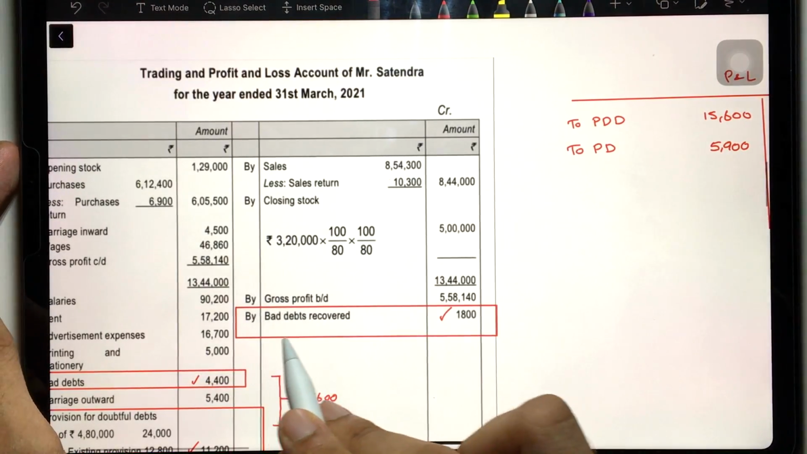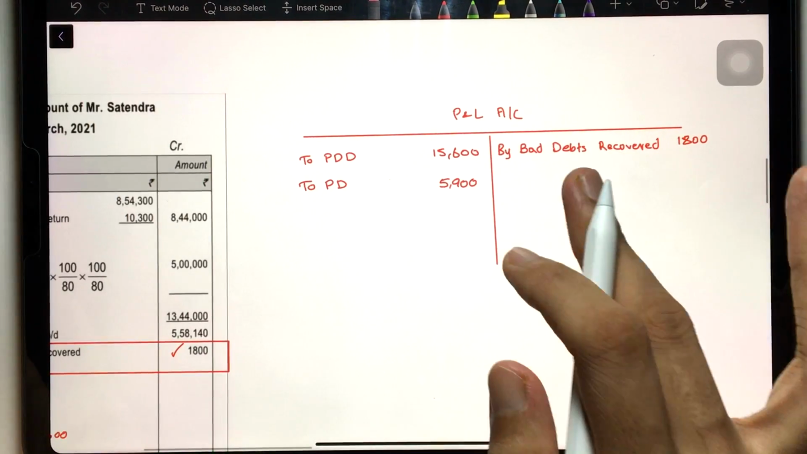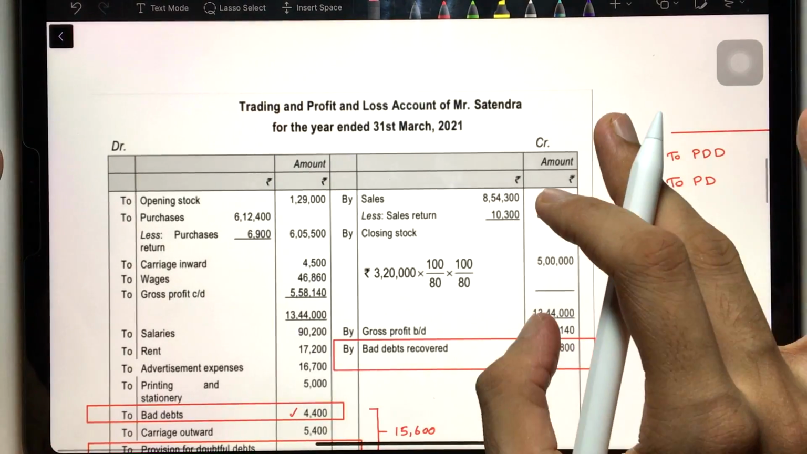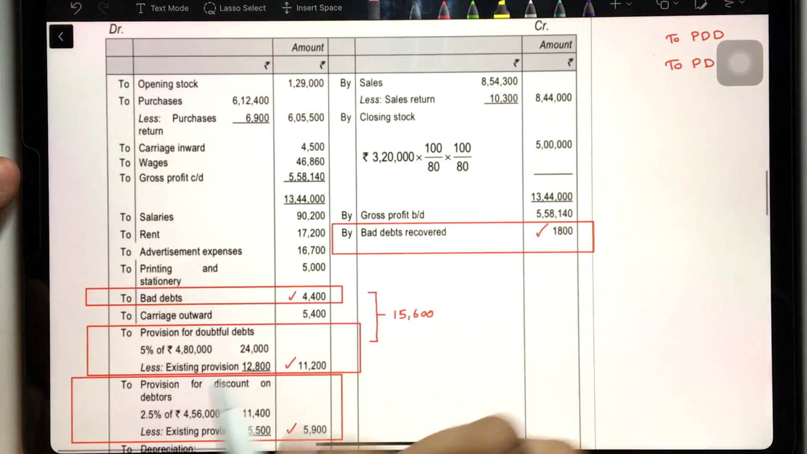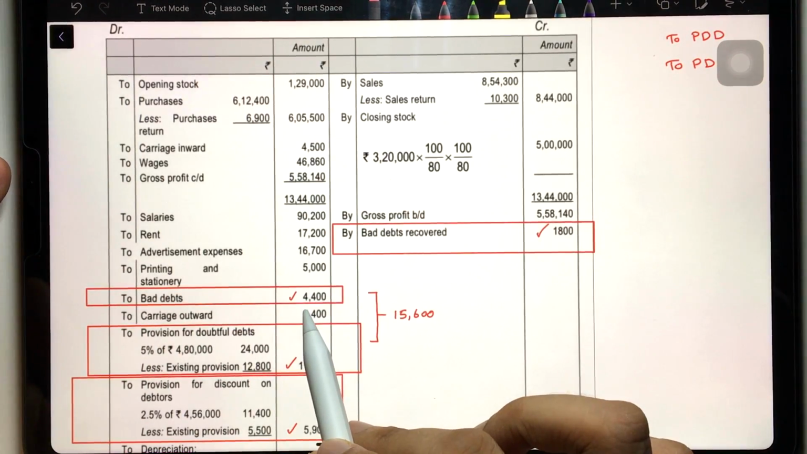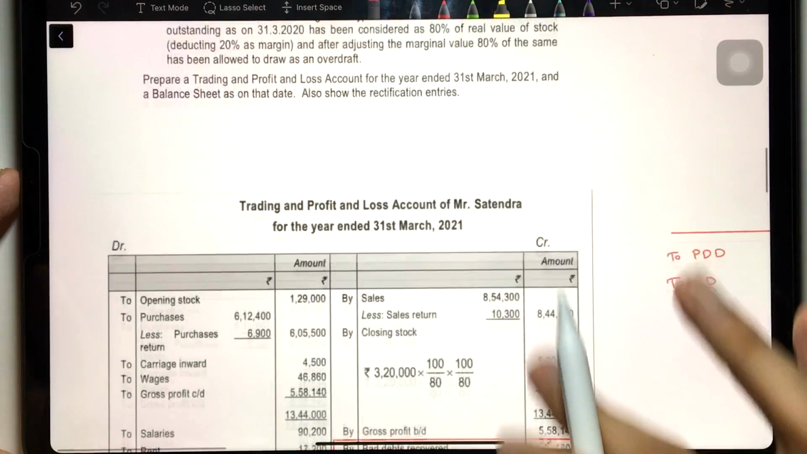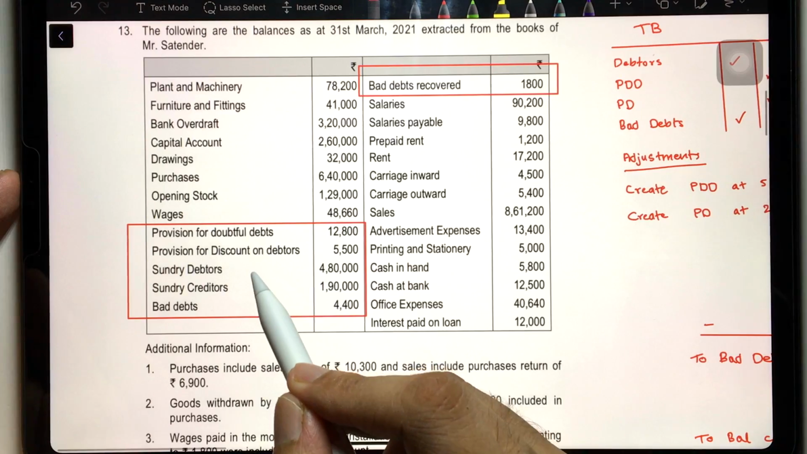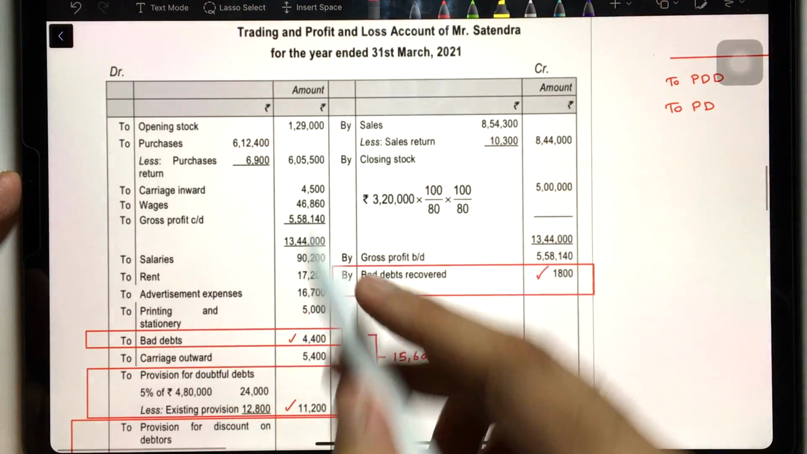Bad debts recovered, they have taken in the credit side of profit and loss. Yeah, as I told you over here, right? And then see what they have done. In the profit and loss on the debit side, they have taken bad debts over here, which is not a good idea. Why? Because understand, provisions are created. There are provisions in the trial balance. So they are not utilizing the provision to write off the bad debts. They are directly writing off the bad debts through profit and loss.